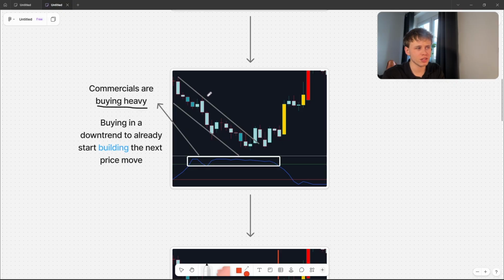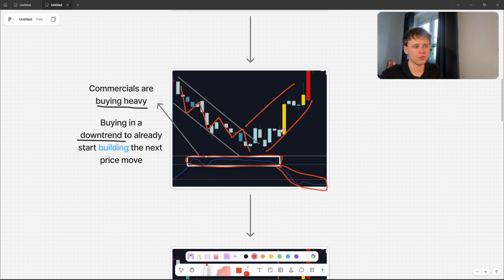And they tend to do this in a downtrend, right? In a downtrend, they are just buying the market. You can see this here. This is the downtrend, and they are just buying the market. And in an uptrend, they start selling the market, which is very important to note. So they start building the next price move before it even happens. They're positioning themselves, and as soon as they stop the past behavior, the momentum is going to switch and price is going to reverse.